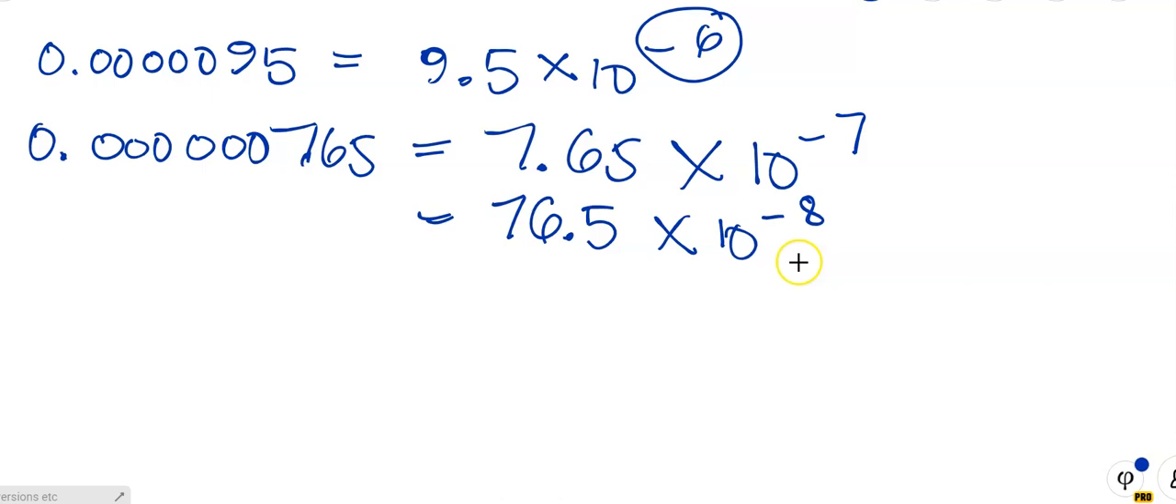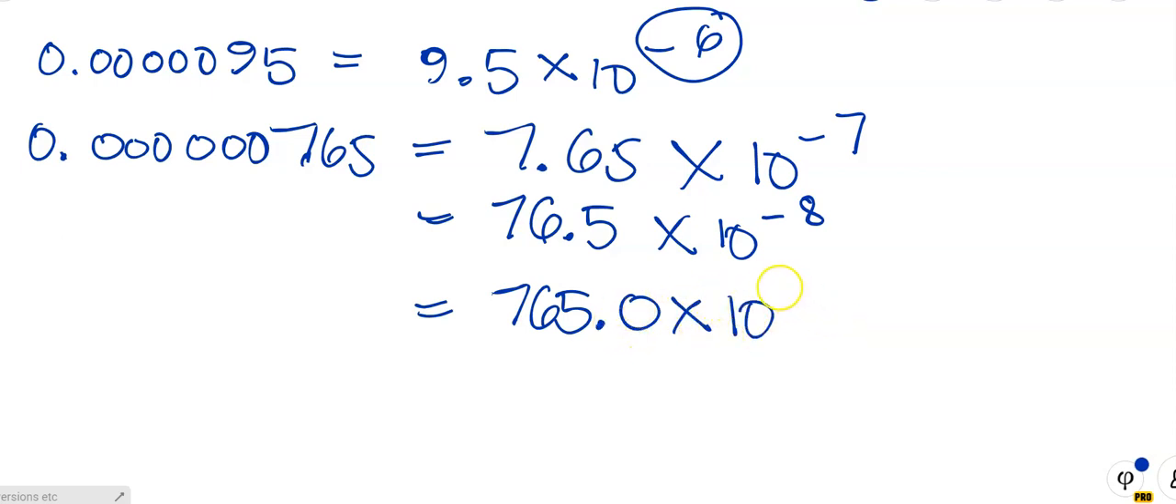So what am I going to do? I need to shift the decimal point another point that way. So it's going to be 76.5 times. If I make this even bigger, I need to make that even smaller, so it's going to be times 10 to the power -9. Is that engineering notation? Yes, that's engineering notation. So 0.0000765 is equal to 7.65 times 10 to the power -7 in scientific notation. It is also equal to 76.5 times 10 to the power -9 in engineering notation.